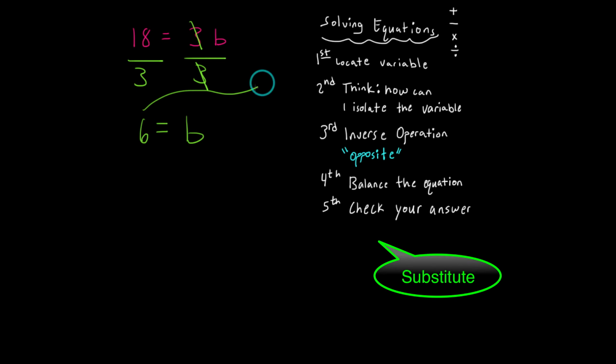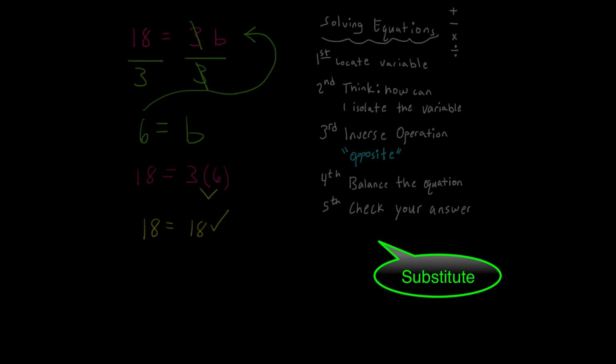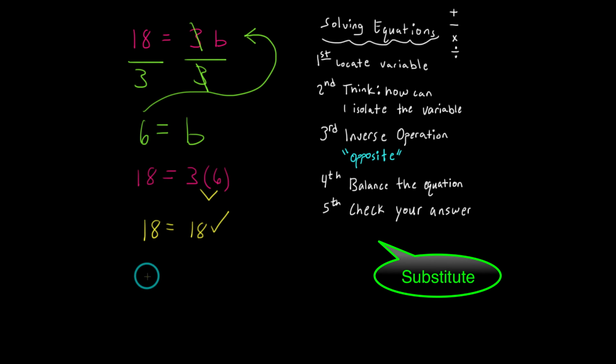And I'm going to take 6 and substitute it into the original equation for b. So I have 18 is equal to 3 times 6. Alright, so this stuff on this side of the equation is 18, and 3 times 6, that's equal to 18. This checks out, so I'm going to rewrite the solution below, leading with the variable. So b is equal to 6.